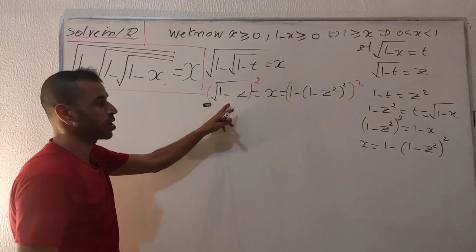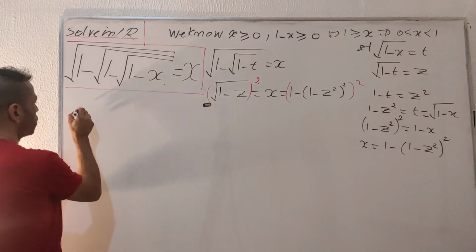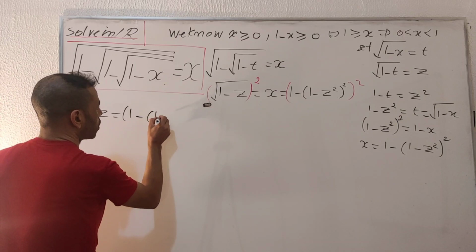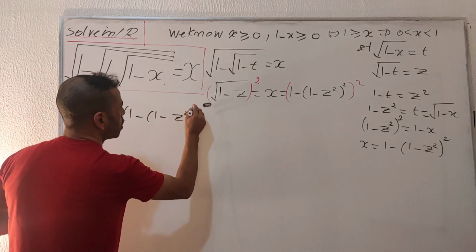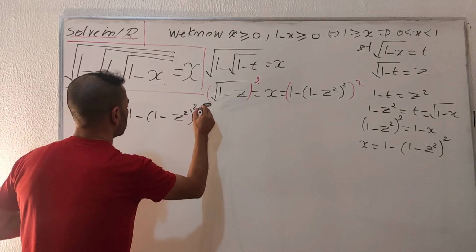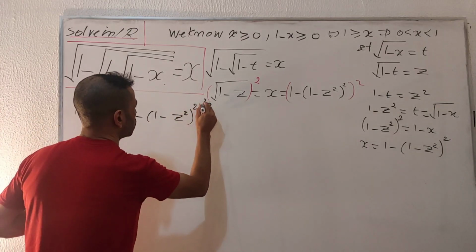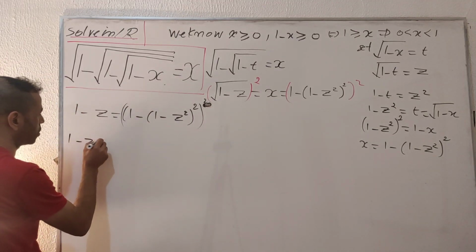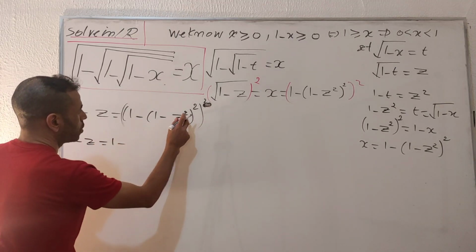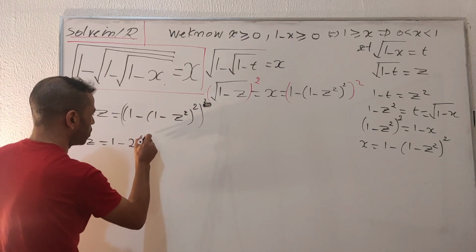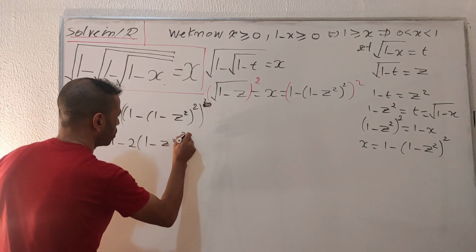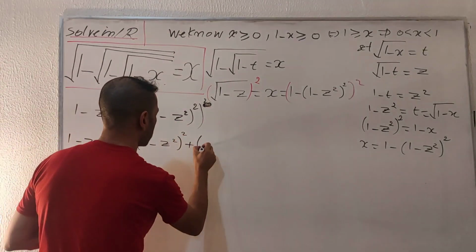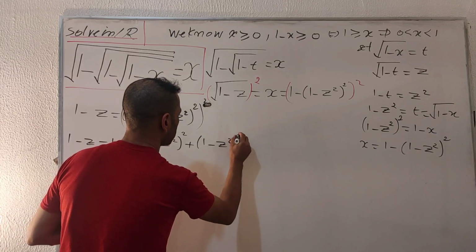By doing that, the radical will be cancelled out. I will be left with 1 minus z equals (1 minus z square) all raised to number 2. Okay, expand this one out, so I get 1 minus z equals 1 here, minus 2 times this one, minus 2 times (1 minus z square), square again, plus this one quantity square. This becomes (1 minus z square) all raised to number 4.